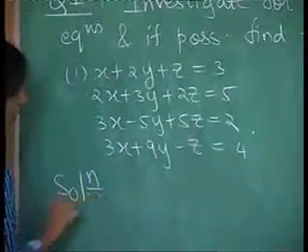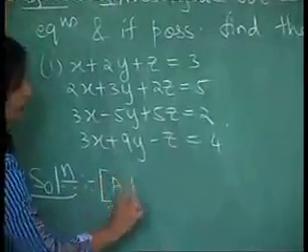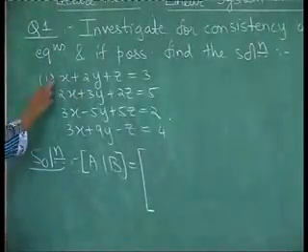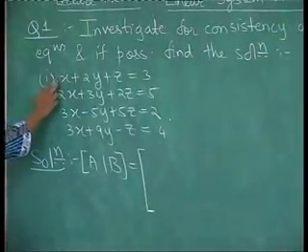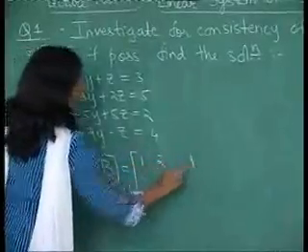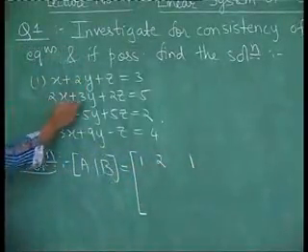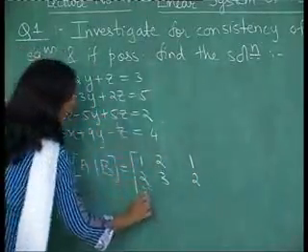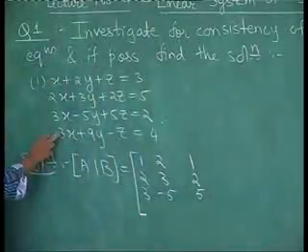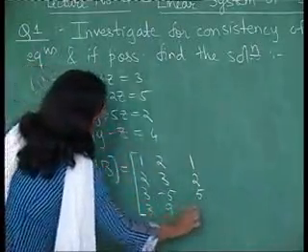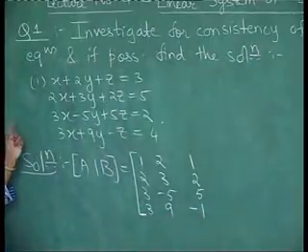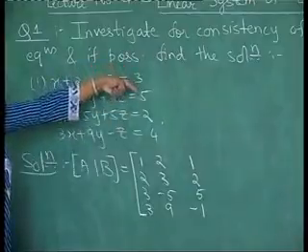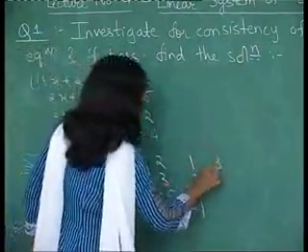So we start with the augmented matrix. In the augmented matrix, we first have the coefficient matrix. The coefficient matrix will be 1, 2, 1. That will be the first row. In the second row, we have 2, 3, 2. In the next row, we have 3, minus 5, 5. In the last row, we have 3, 9, minus 1. This is the coefficient matrix, but we need to augment it with the matrix of constants. The constants are 3, 5, 2, 4. So we put this in the last column.